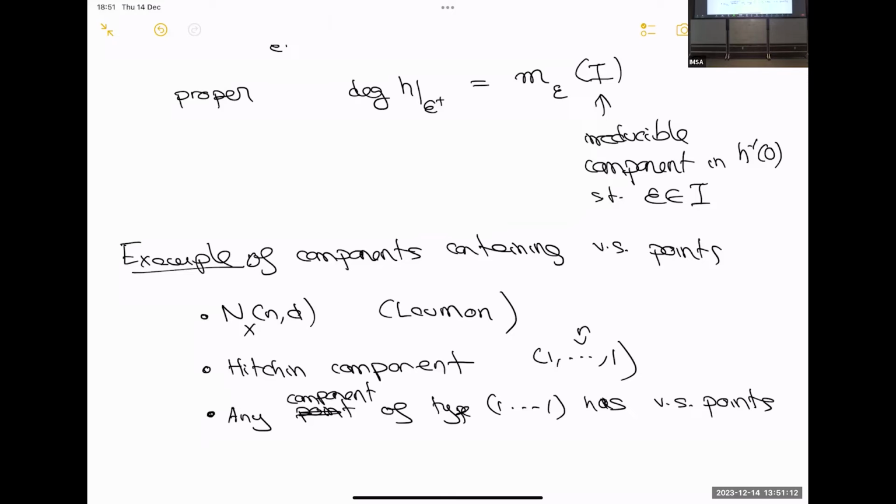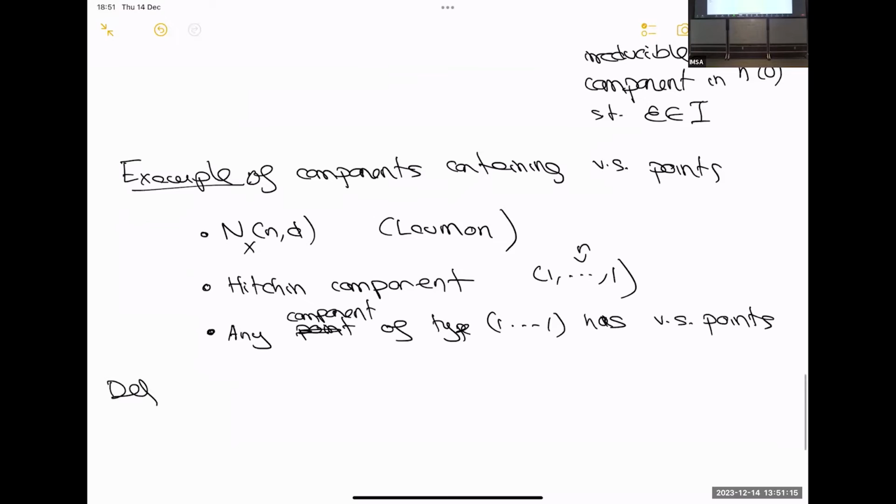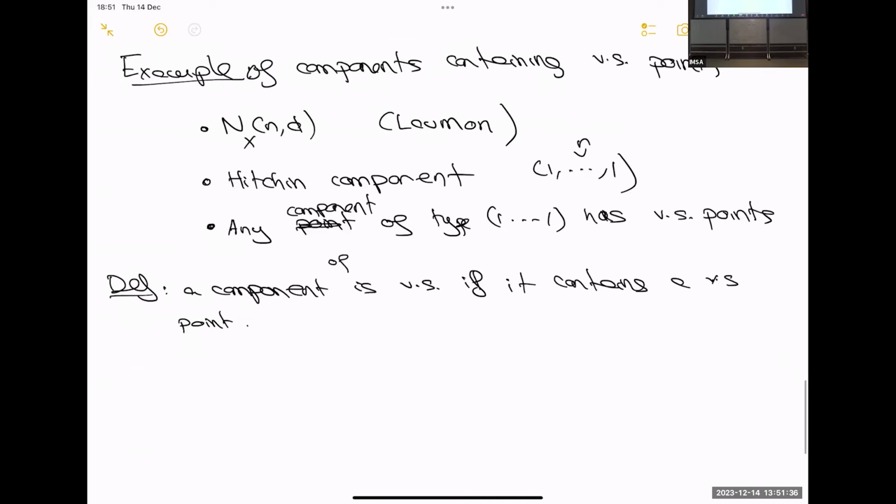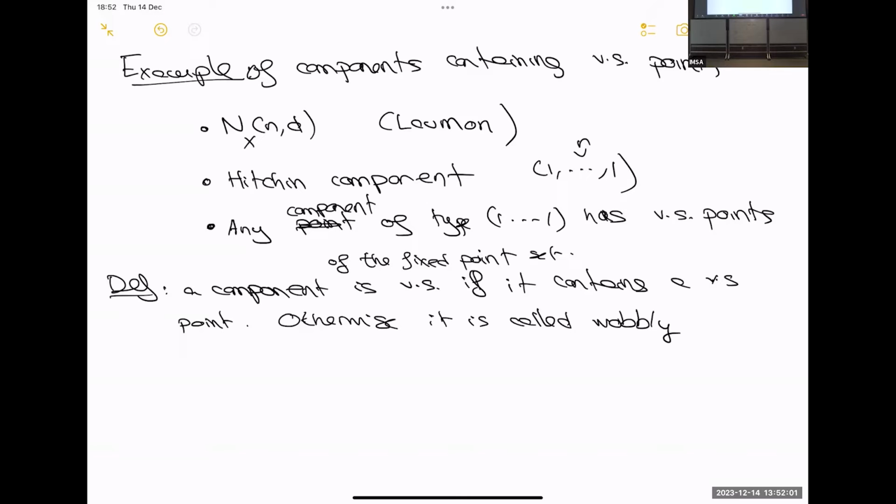And these form a dense open set there as well. Okay, so I'm going to define, actually they did. So a component is called very stable if it contains a very stable point. Component of the nilpotent cone, I should say, or fixed point set. Let's say the fixed point set. And component means irreducible component. And in other words, I'll call it wobbly.